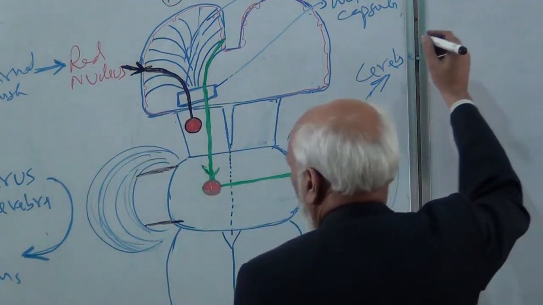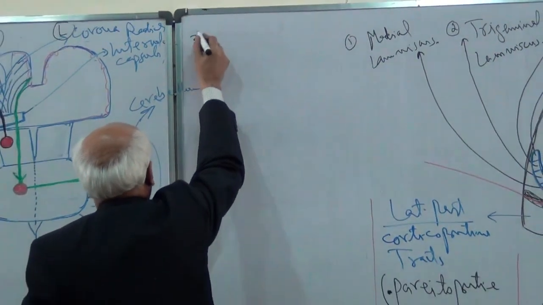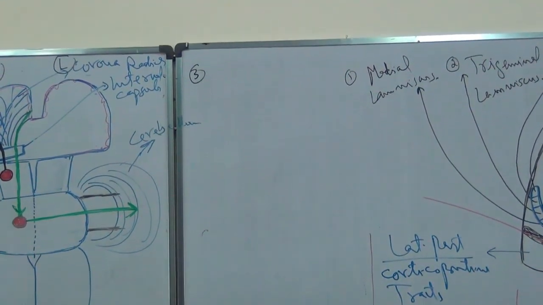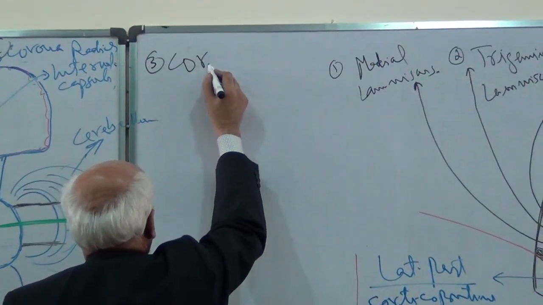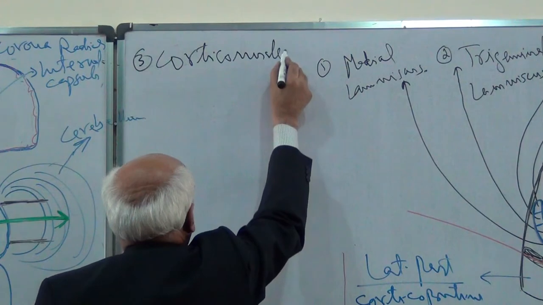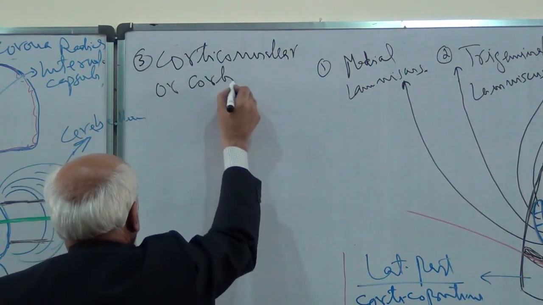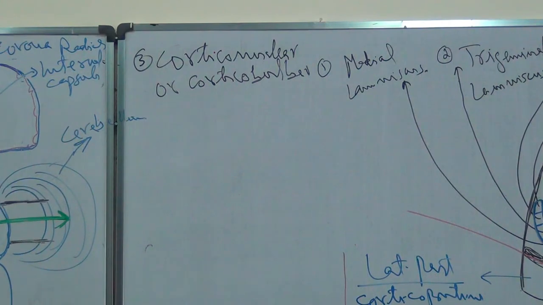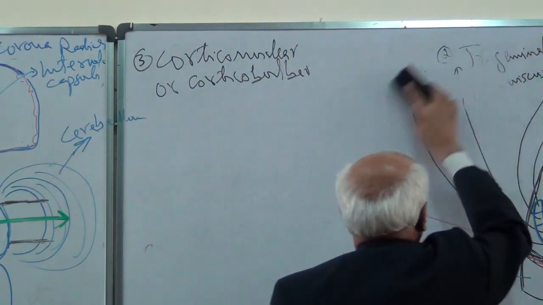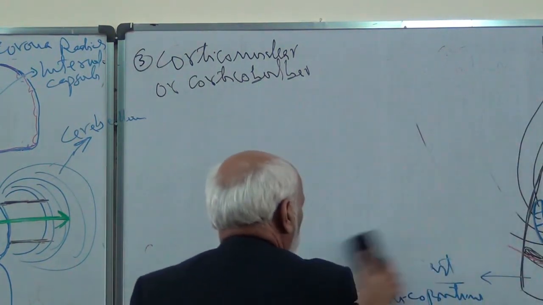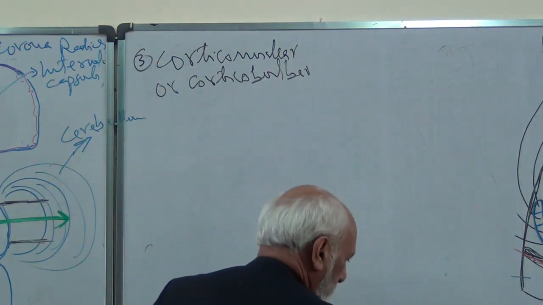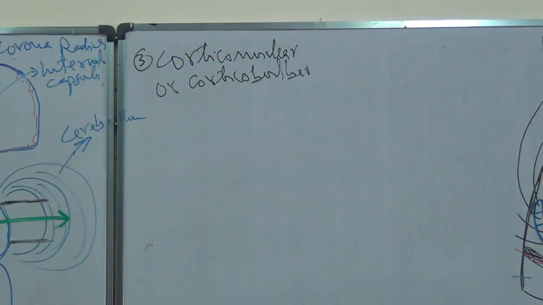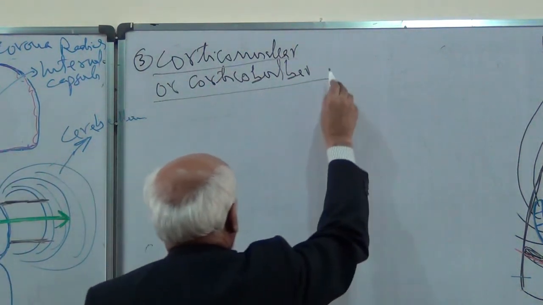Next, corticonuclear or corticobulbar tracts. Now, what is the course of the corticonuclear or corticobulbar tracts?